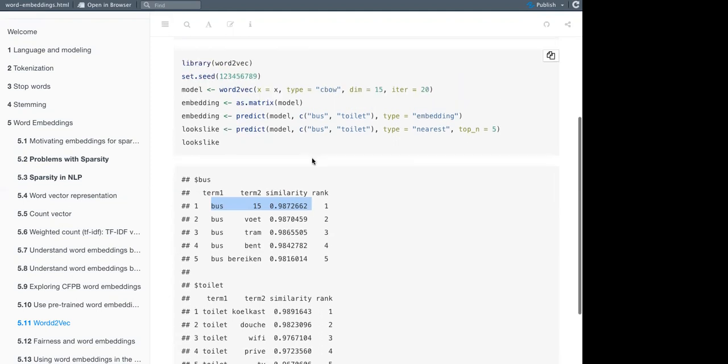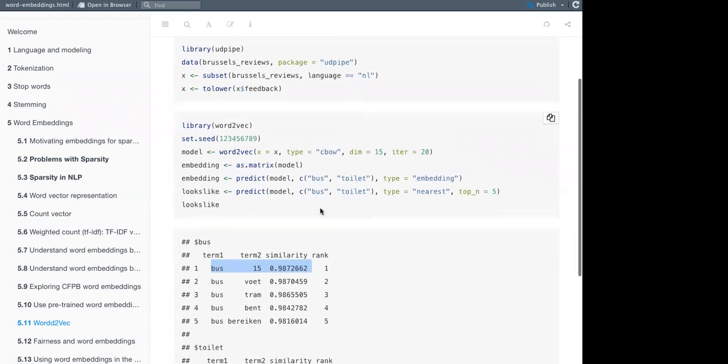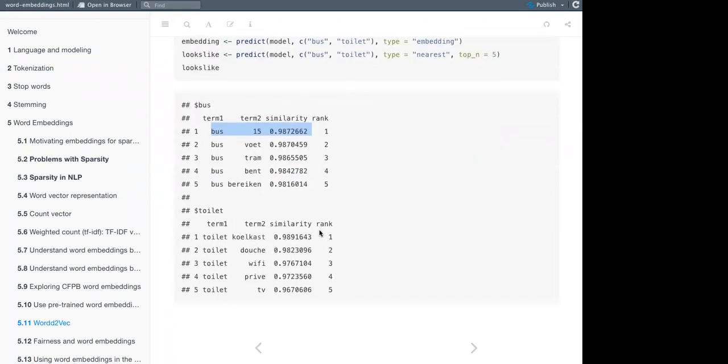So basically, this is just an example, using Dutch data for word2vec.